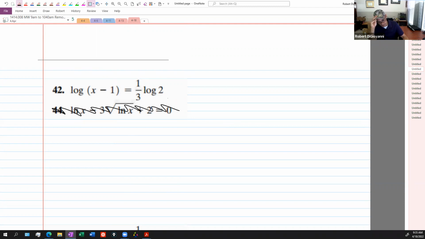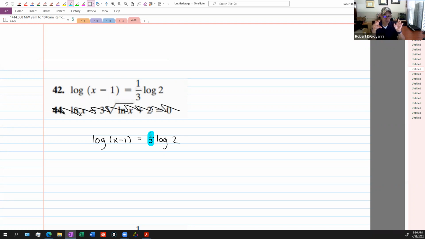What the heck? I have log on the left of x minus 1 equals 1/3 log 2. Right now, I cannot just set the insides equal to one another. I can't do that. And the reason I can't do that is because I have a 1/3 out here. That 1/3 can't be there. You have to get rid of it.